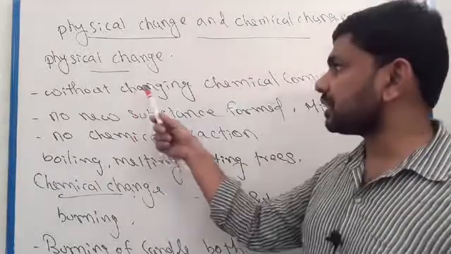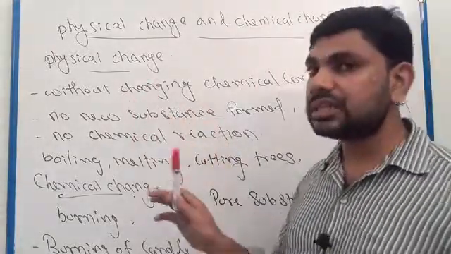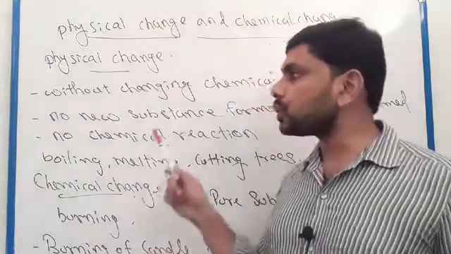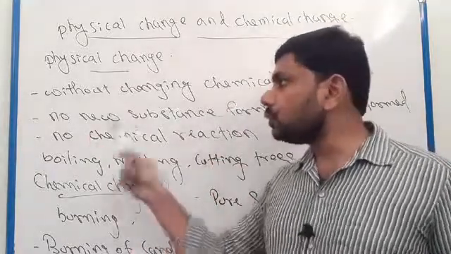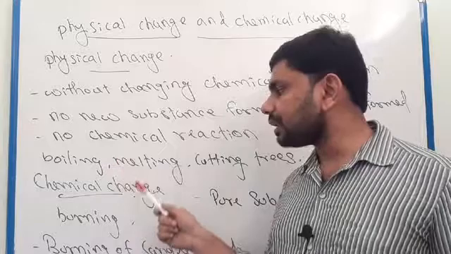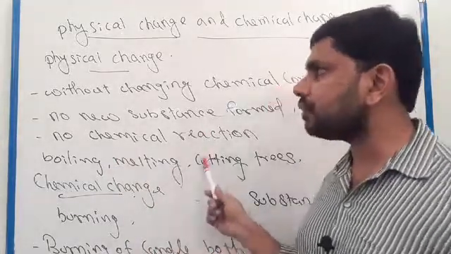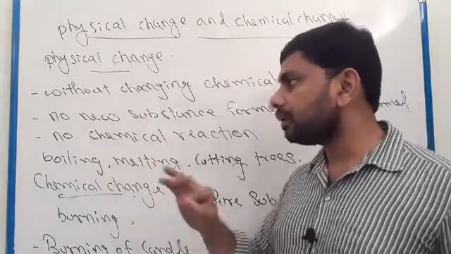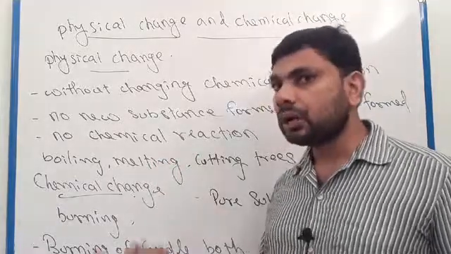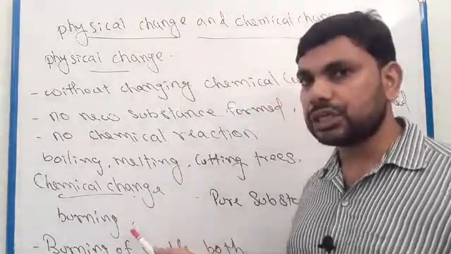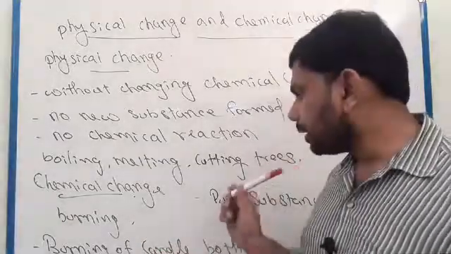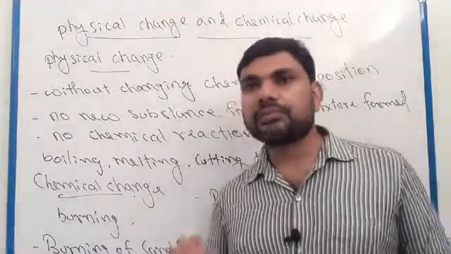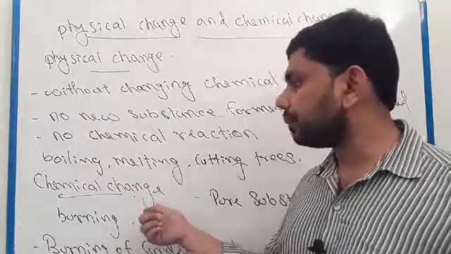So here we discussed physical change. Physical change means there is no chemical composition change, no chemical reaction, no new substance formed. Boiling, melting, freezing, cutting of trees are examples of physical change. Then chemical change: a new substance will be formed, and there will be a chemical composition change. Pure substances are formed by chemical change. Burning of fuels, burning of paper, also metals reacting with acid are examples of chemical change.